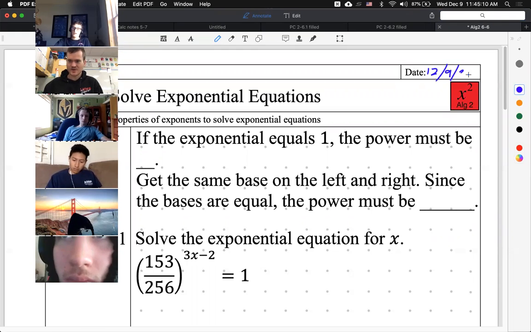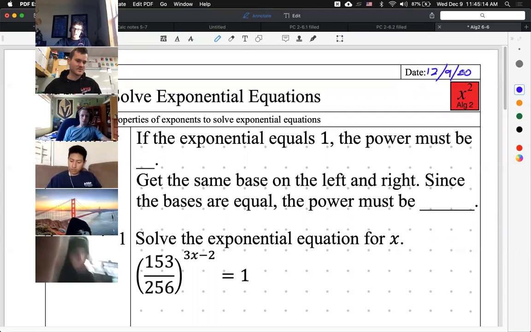12/9, 2020. I always say the year now because it's a cool little time capsule to say, oh yeah, that was way back in 2020. It's 2030 right now. Look at how I looked when I was 10 years younger.